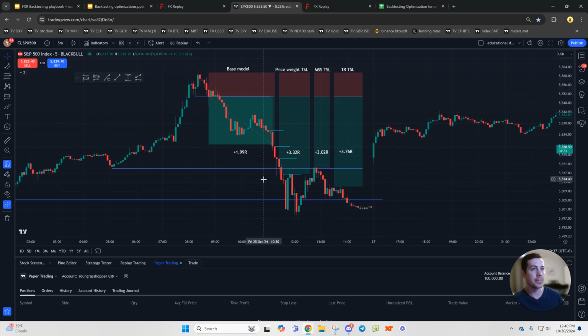And I will say, I've found, at least for indices, that the 5-minute time frame is generally the best for these price weighting and potentially market structure trailing stop losses.